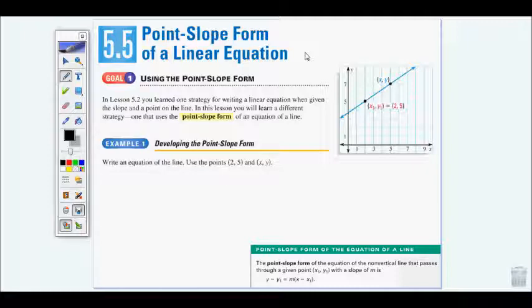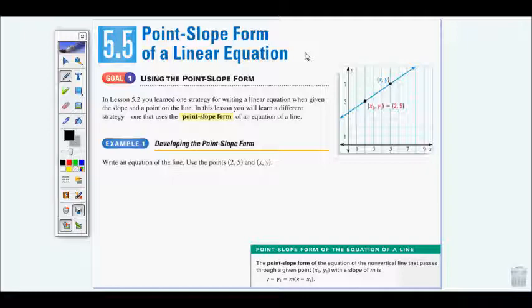So if you think about the word for it, just like slope intercept, you were filling in the slope and the intercept. In point slope form, you'll still have to fill in the slope, but you'll also use one of the points, okay? So in this first one, it says developing the point slope form. So it's kind of fuzzy. Write an equation of the line that uses the points (2, 5) and (x, y).